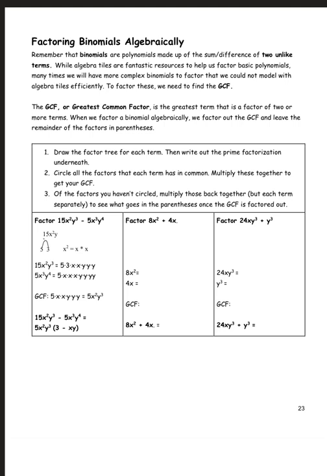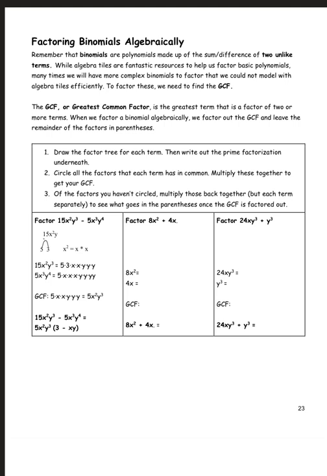So we will use algebra tiles to help us factor, but I want to take a look at factoring greatest common factor. So the greatest common factor is the greatest term that is a factor of two or more terms. When we factor a binomial algebraically, we factor out the GCF and leave the remaining factors in the parentheses.